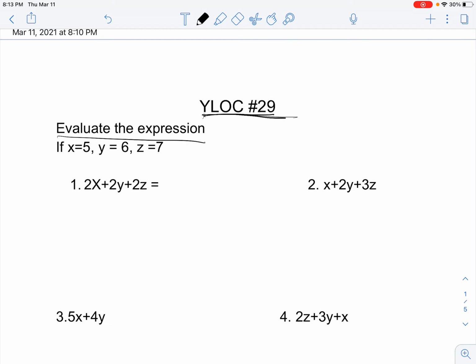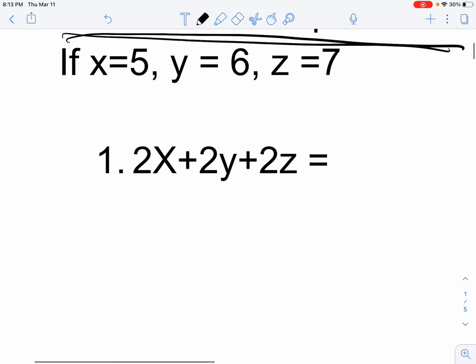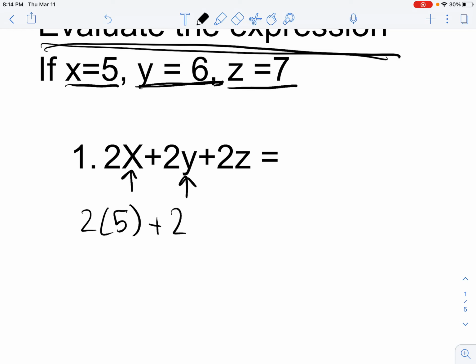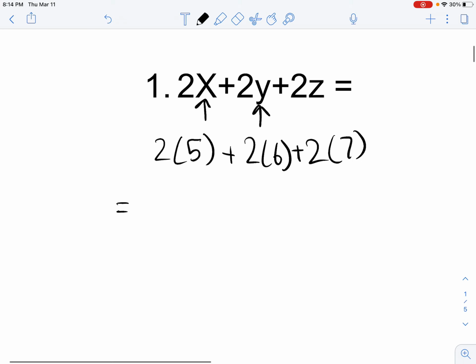So basically what we're going to be doing today is we're going to be evaluating the expression. For this expression, we already have our defined variables over here. As we can see that there is an x over here, we can substitute that value for 5. For here, we realize that there's a y over here, so we can substitute that value for 6. And we see that there's a 7 right over here for our z value, so that's 2 times 7. And if we add them all together, we get our solution.